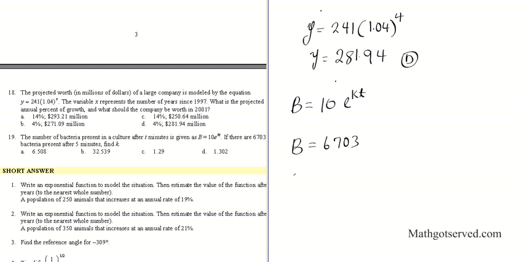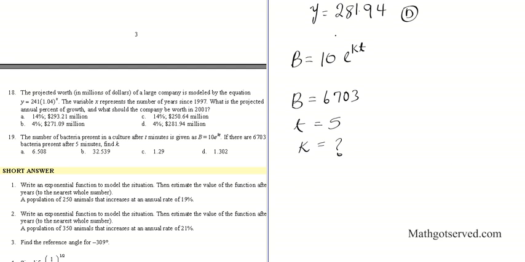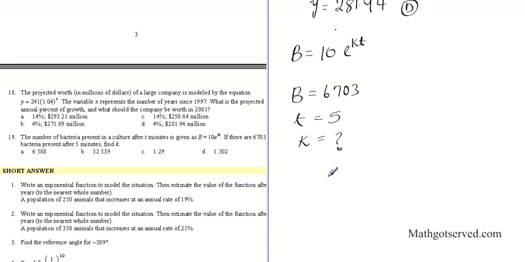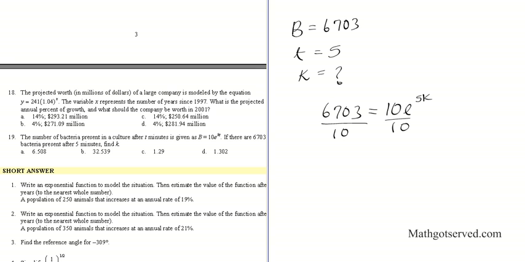The time is 5 minutes. The growth constant K is what I'm looking for, so it's a question mark. All right, so let's plug this into this formula and solve for k. So we're going to have 6703 equals 10e to the 5k. First step is divide both sides by 10. And that's going to give us 670.3 equals e to the 5k.